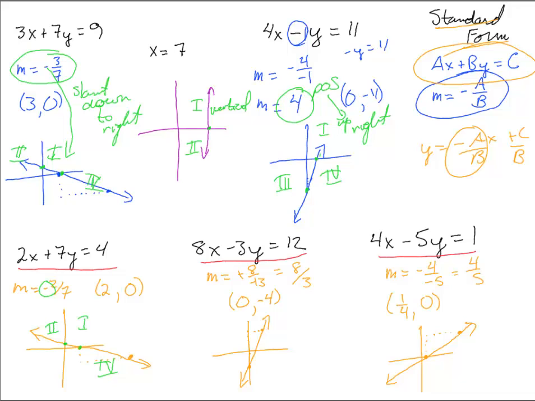So this one goes up to the right because you have a positive slope, and it is in quadrants 1, 4, and 3. And similar, 1, 4, and 3, and goes up and to the right. Oh, x and y-intercepts is a positive x-intercept and a negative y-intercept. We can tell everything about a line by that.